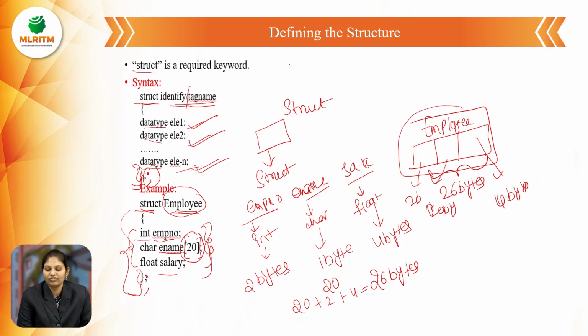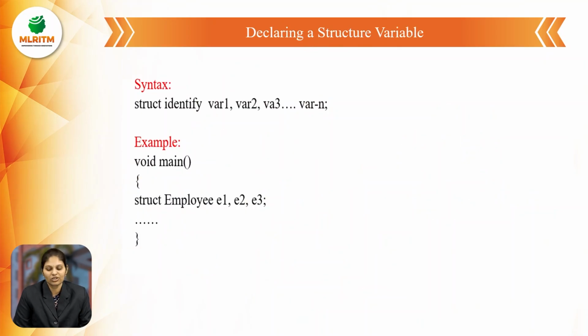So, defining the structure. How do we declare a structure variable? The syntax of the structure is struct, then the identifier, and the variables: variable 1, variable 2 and variable 3. We have two methods for this.